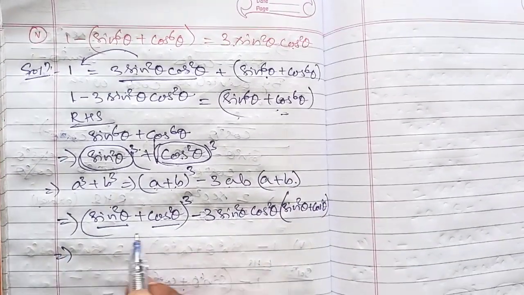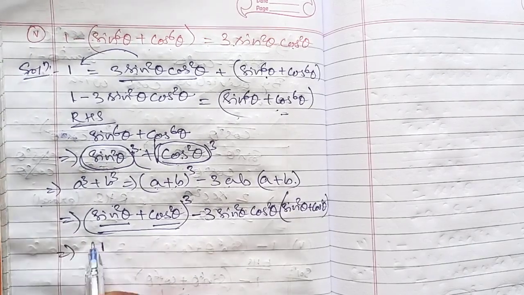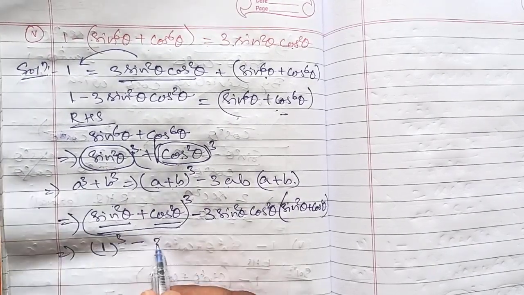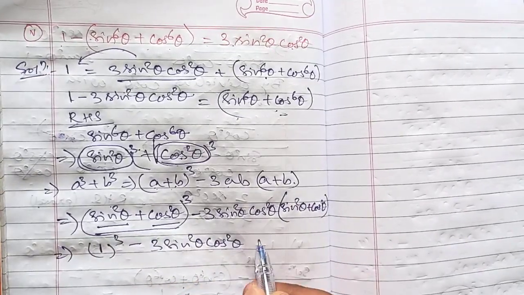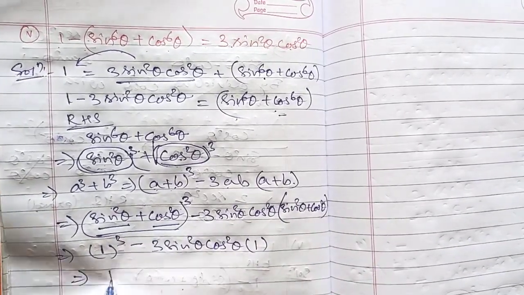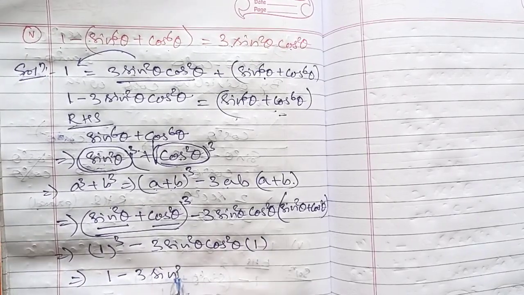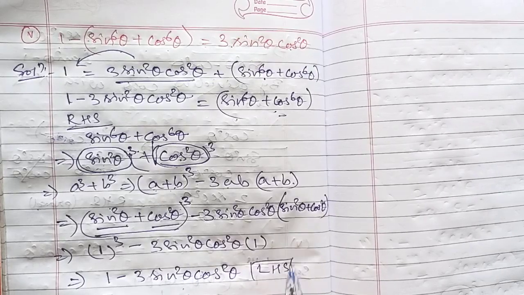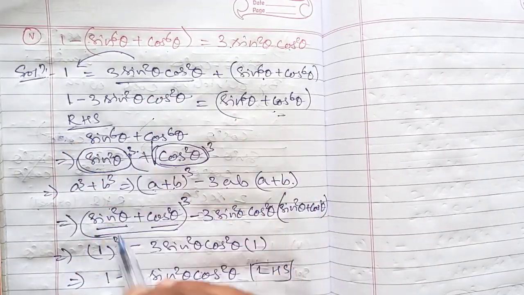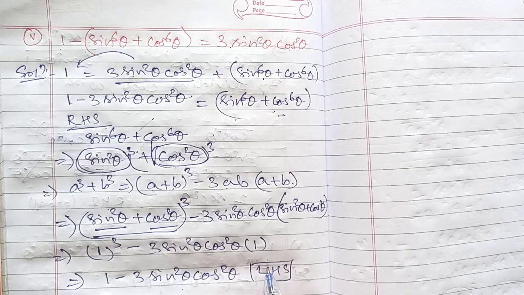Okay, now sin square theta plus cos square theta is 1 cube minus 3 sin square theta cos square theta. This is also 1. So the answer is 1 minus 3 sin square theta into cos square theta. This is our LHS. Okay. By arranging the question also you can find LHS equals to RHS.